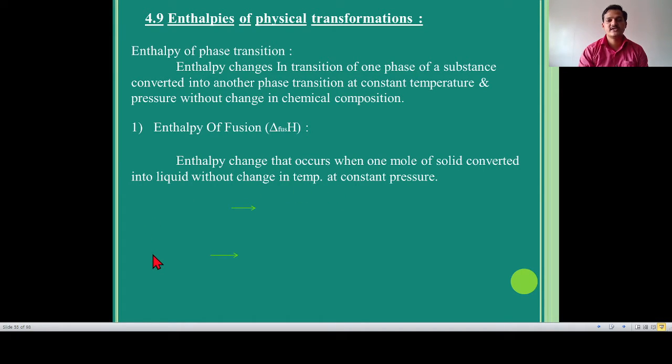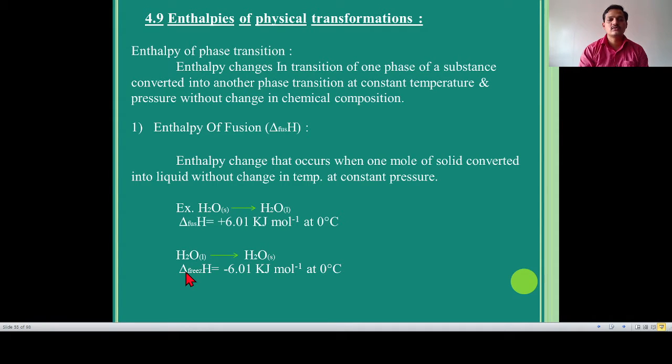So let us see the example. H2O, we already know, also exists as a solid. The stoichiometric coefficient of H2O is 1, that is 1 mole. We have to take 1 mole here. 1 mole of solid is converted into 1 mole of liquid. And the enthalpy of fusion has a value of plus 6.01 kilojoule per mole at 0 degree Celsius.